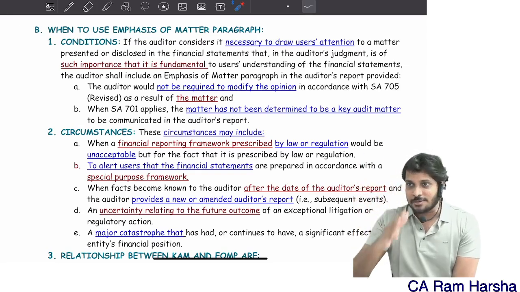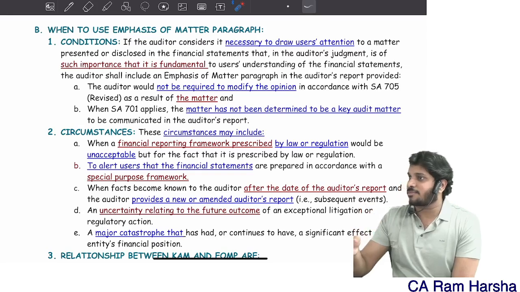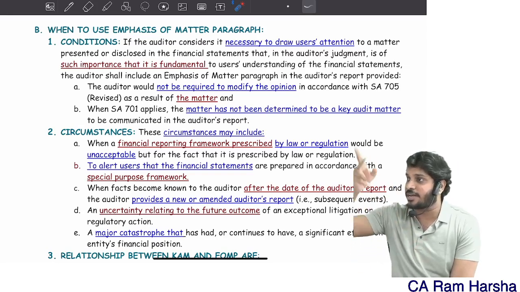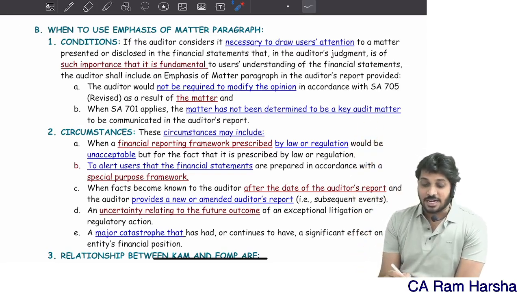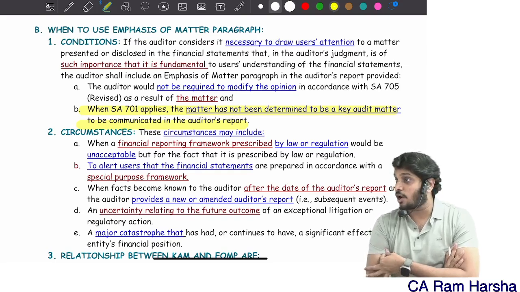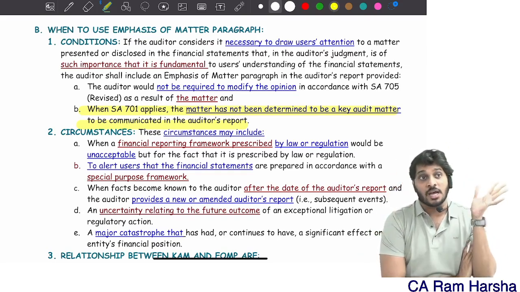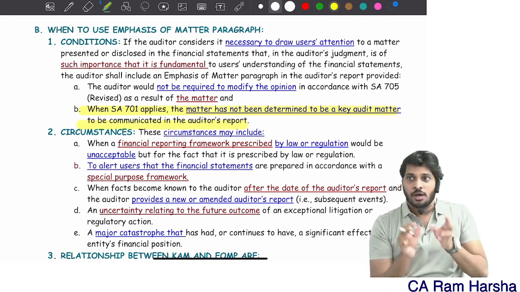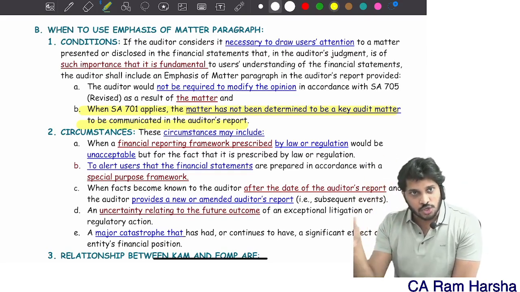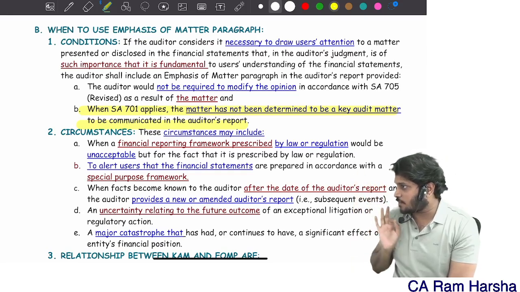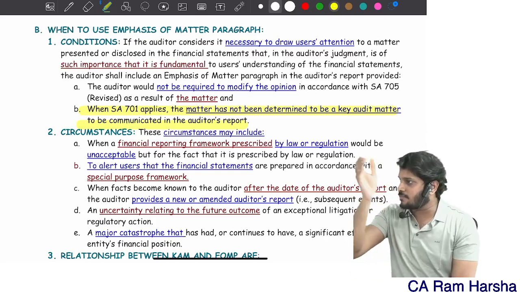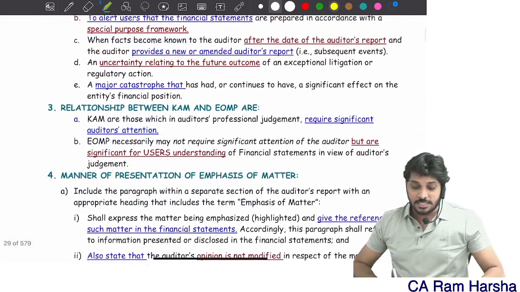Are you getting it? They're not simply saying the auditor should highlight an emphasis of matter paragraph to a matter referred to in the financials. They said the matter appropriately presented or disclosed. Now, another condition: when the auditor has decided that matter is a key audit matter, then also you should not use emphasis. Emphasis of matter paragraph can be used only for a matter presented or disclosed in financials that does not require modification of the opinion and is not determined as a key audit matter. What is a key audit matter? We'll come back to that later.